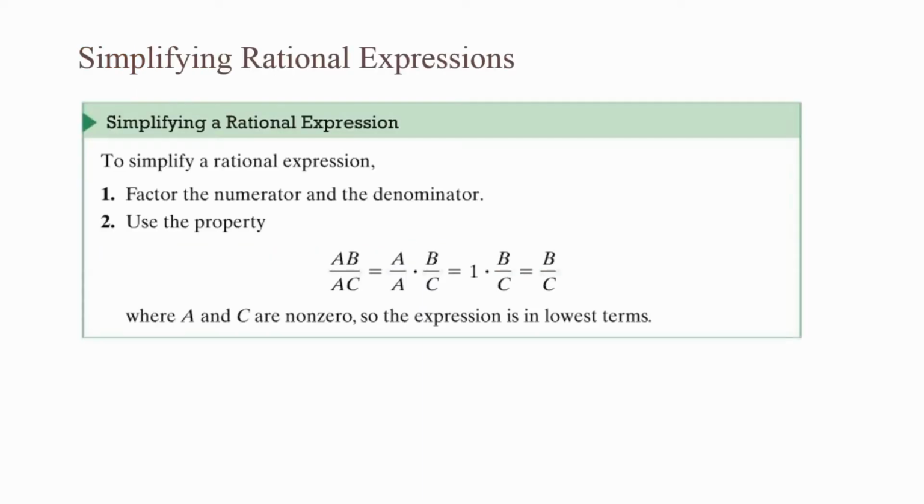Simplifying rational expressions. To simplify a rational expression, 1. Factor the numerator and the denominator. 2. Use the property a times b divided by a times c equals a divided by a times b divided by c equals 1 times b divided by c equals b divided by c, where a and c are non-zero, so the expression is in lowest terms.